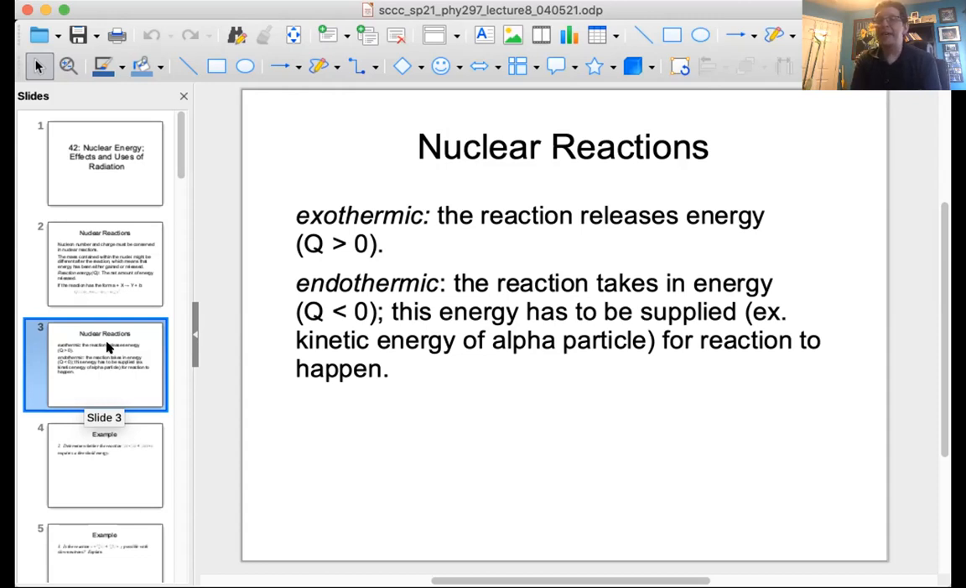So maybe the nucleus gets bombarded by an alpha particle with a certain amount of kinetic energy. And if that kinetic energy crosses the threshold, that is, if the kinetic energy is equal to the magnitude of Q, then the reaction can take place. And if it's less than that, then there's not enough energy to make the reaction happen.